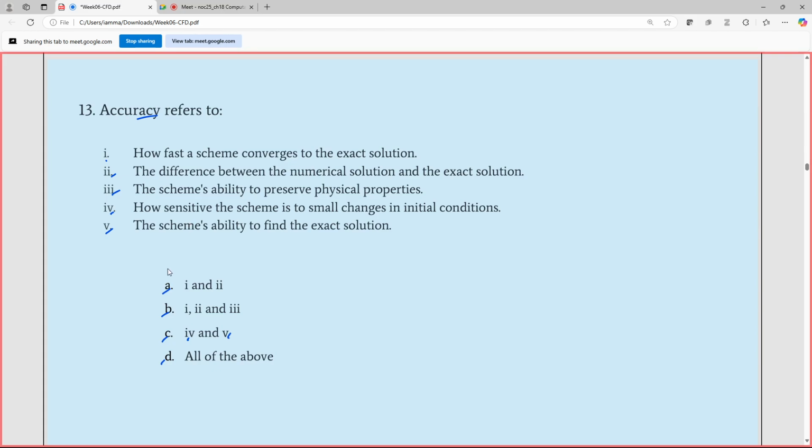Answer is option C, that is conditions 4 and 5. That is, accuracy refers to how sensitive the scheme is to small changes in initial conditions. Also, the scheme's ability to find the exact solution. Mostly, this can be confusing, but it's strong since it refers to the difference between the numerical solution and exact solution. So, our answer is option C, that is statements 4 and 5.